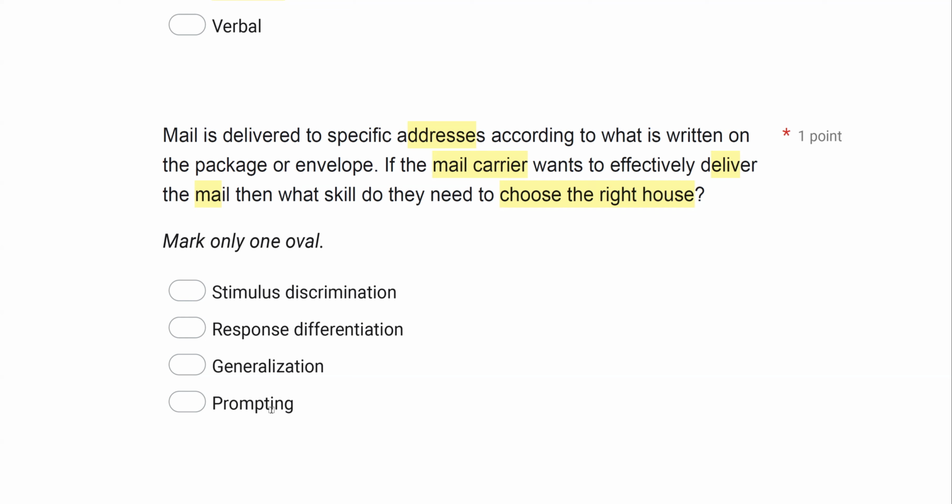What about generalization? Generalization is going to help, obviously, in different areas, but we're looking for the best answer. And generalization alone is not going to help the mail carrier discriminate between houses. They have to have stimulus discrimination. And then prompting. Prompting is not relevant here. We're not worried about the prompting. The carrier does not need to have prompting. That answer choice doesn't make sense. And it's a good example of why fluency is important. If you're fluent, answer choices that make no sense, like prompting, are going to jump out to you and you can quickly eliminate them. And so, what the mail carrier needs to do is have stimulus discrimination to tell the difference between these houses.